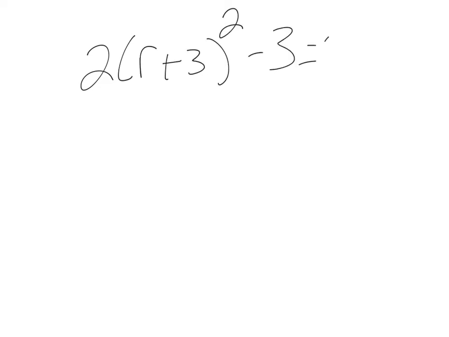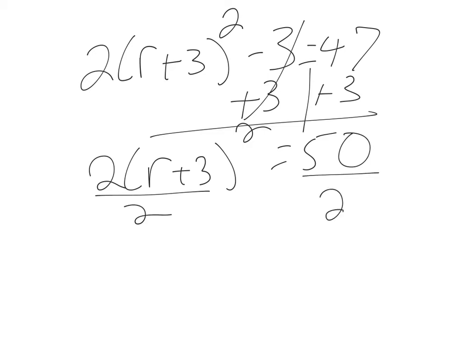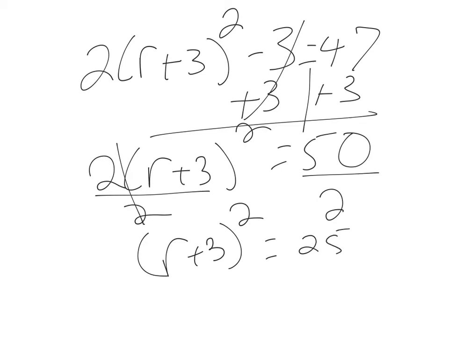Your next problem. 2 times r plus 3 squared minus 3 equals 47. Since this is r only to the second power, it's only in one term, we can solve this using inverse operations. I'm going to add 3 to both sides. 2 times r plus 3 squared equals 50. Divide by 2. R plus 3 squared equals 25. Take the square root. R plus 3 equals plus or minus 5.